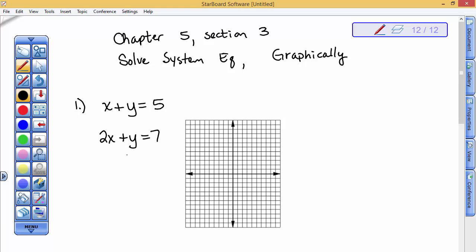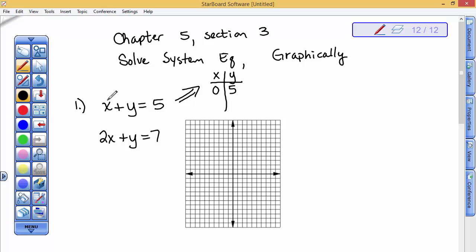So what we need to do is graph both of these equations. There's two options for this first equation. It's so simple. It's in standard form. It's got x and y on the left and a constant on the right. So if I wanted to avoid slope-intercept form for that one, I could say to myself, hey, if x was 0, if x was nothing, what would I have to add to it in order to get 5? And I'd have to add 5 to that.